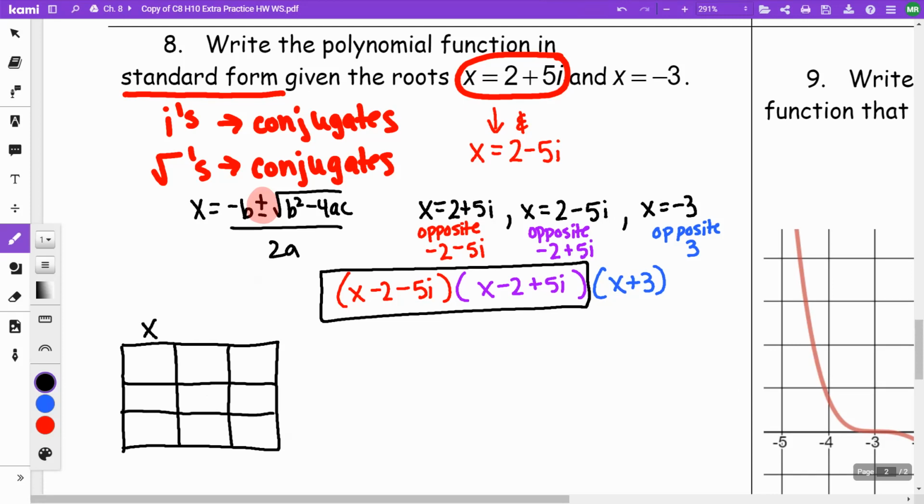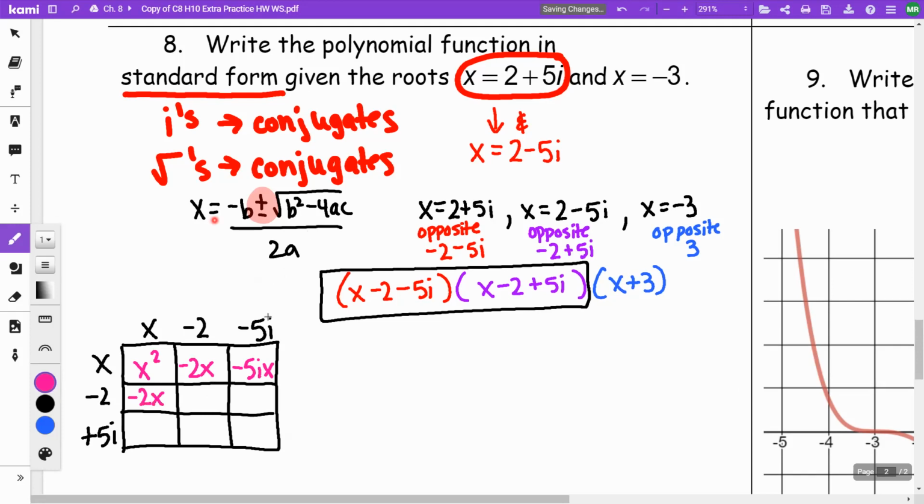So I have an x minus 2 minus 5i. Watch your signs. x minus 2 plus 5i. And now I'm going to multiply. And when I multiply this, I'm going to get an x squared minus 2x minus 5ix, which should cancel out here, minus 2x. Okay, now be careful.